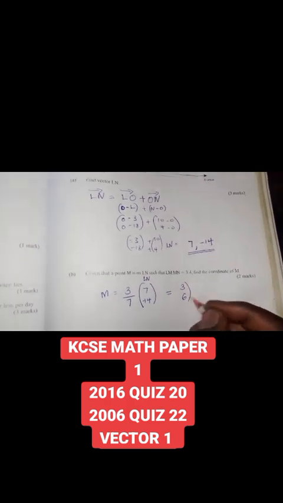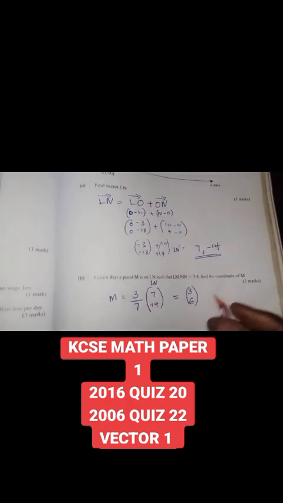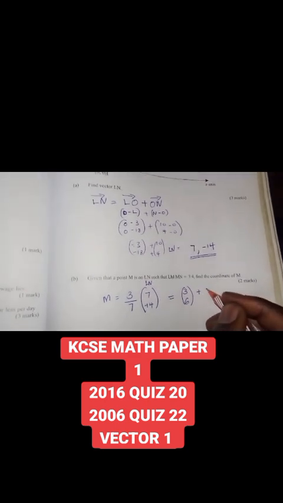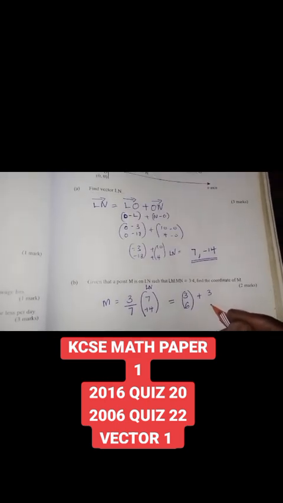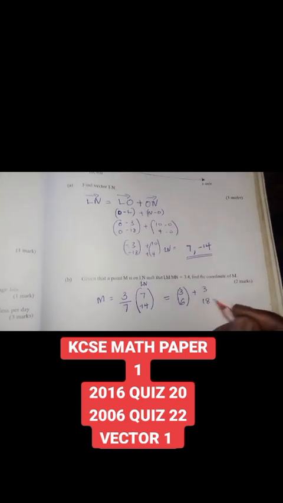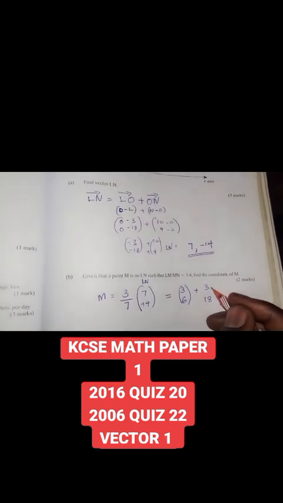I have 6. This one is not my exact answer because I'm supposed to be adding on the vector L, which is (3, 18).